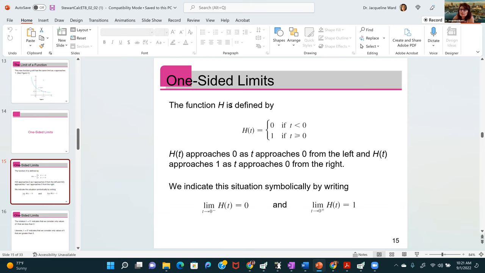So we start off talking about this function h. And by the way, this is an actual common function. It's called the Heaviside function, named after the person who developed it, Oliver Heaviside. But anyways, this is also a piecewise defined function. So if t is less than zero, it's zero. And if t is greater than or equal to zero, it's one.